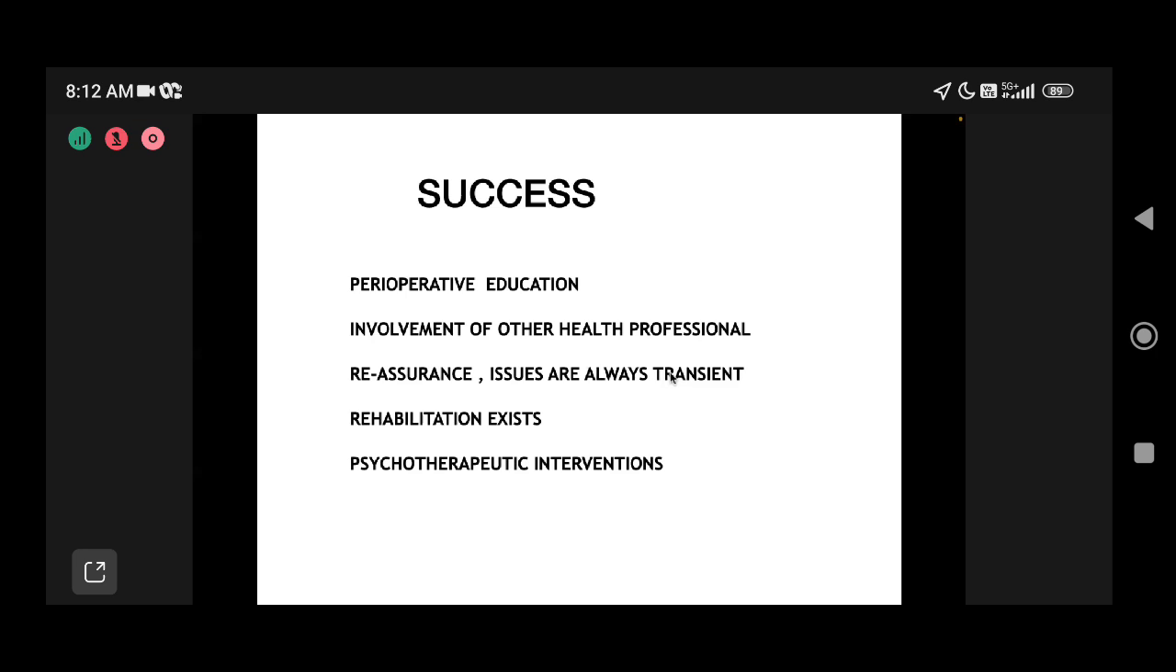Then there is something where there is a greater requirement, called stoma rehabilitation. This can be educated at different levels. Then there is something called psychotherapeutic intervention.